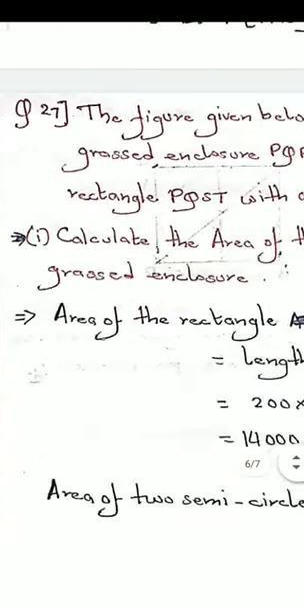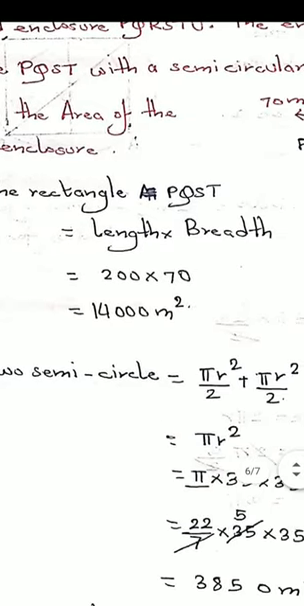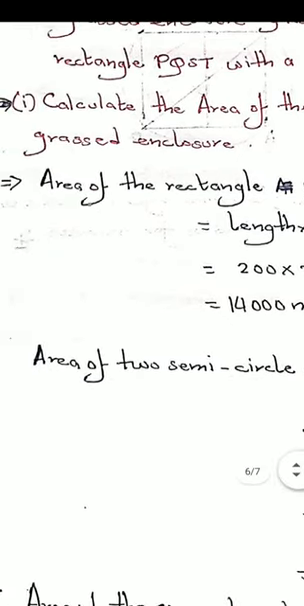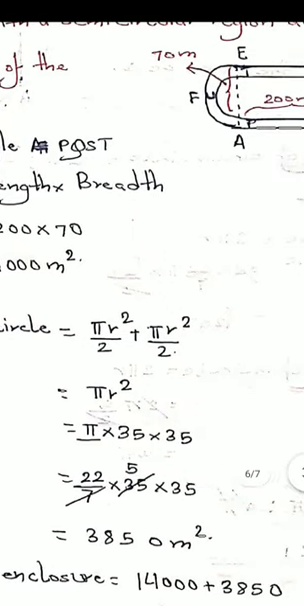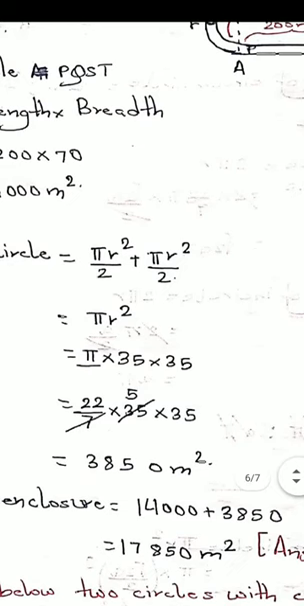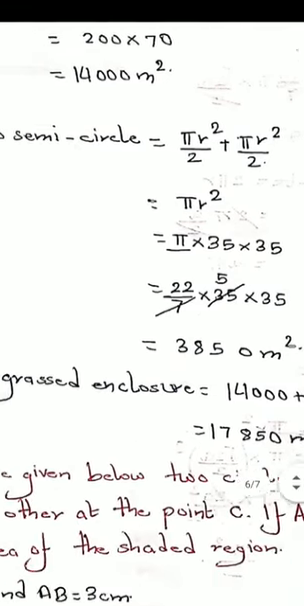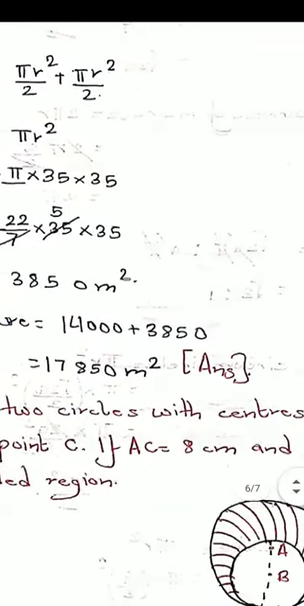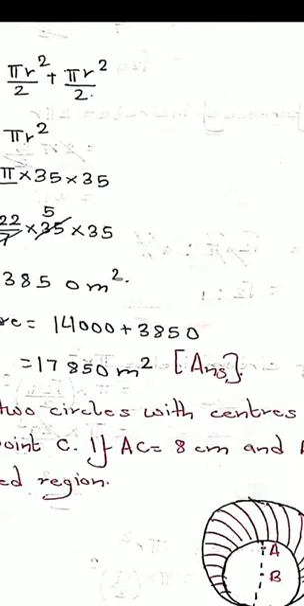So the area of the rectangle PQST is nothing but length into breadth. Length has been given as 200, breadth as 70. So you'll get 14,000 meters square. The area of two semicircles is pi r square by 2 plus pi r square by 2, which I can write as pi r square. So pi into 35 into 35, you'll get 3850. So the area of the grass enclosure will be 14000 plus 3850, which is 17,850 meters square. So this is also very straightforward. I hope you are clear with this.